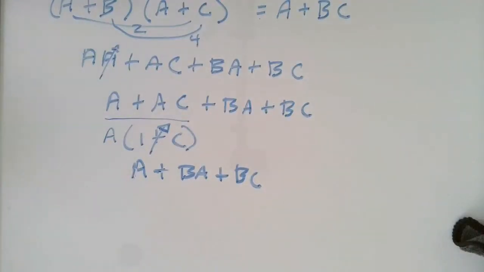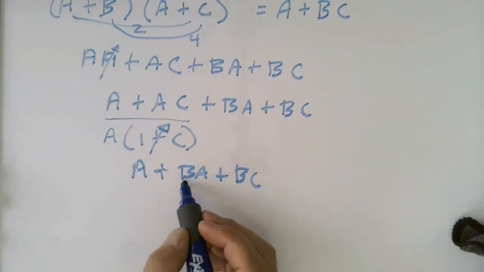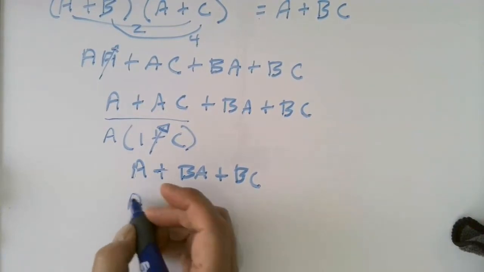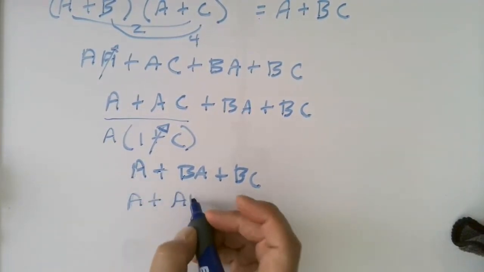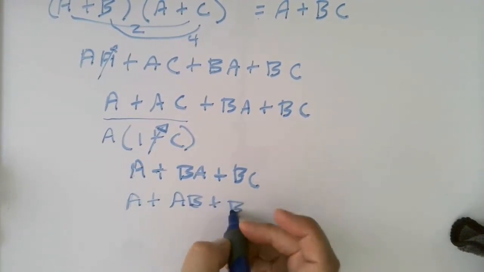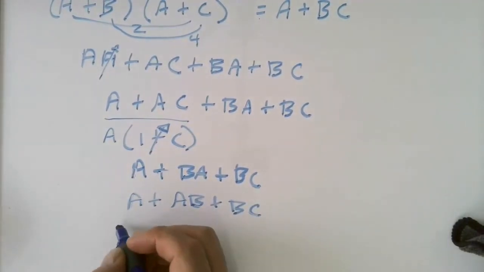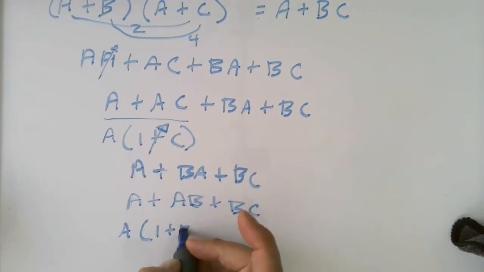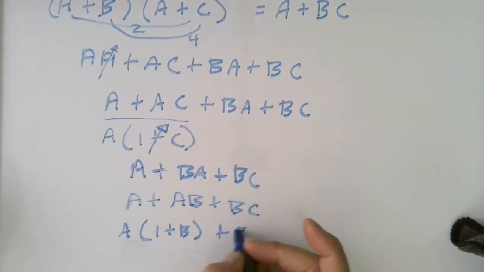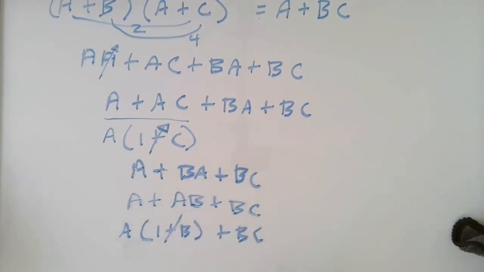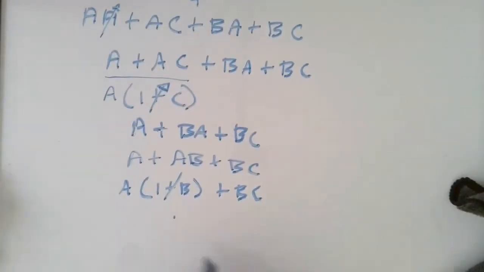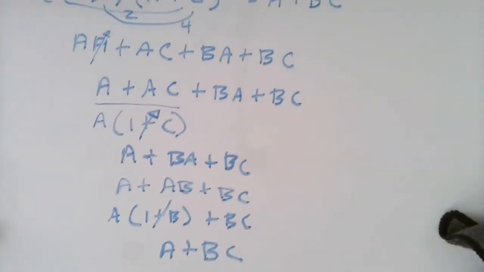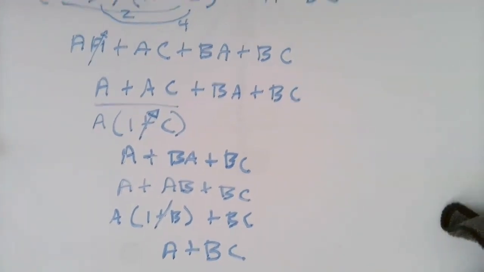Now, based on the commutative law, anytime we have a term like B and A, we can simply flip the terms. So we can rewrite this as A or AB or BC. And once again, we can factor out an A here: A and 1 or B or BC. And this term goes away, and we're left finally with A or BC.